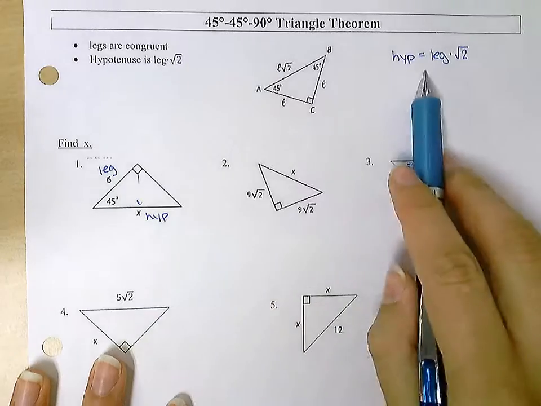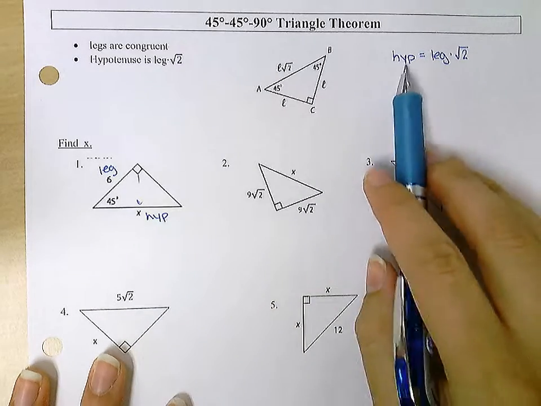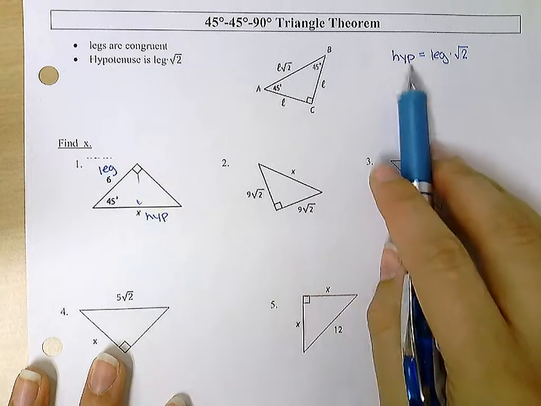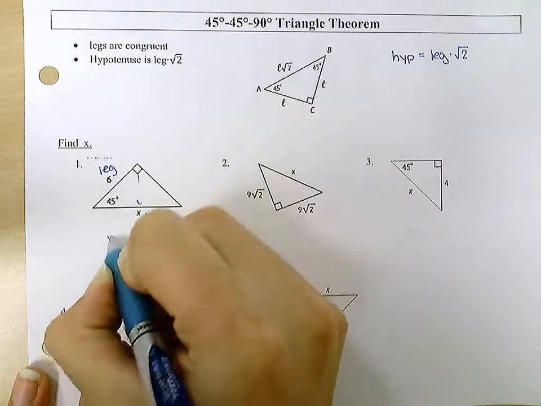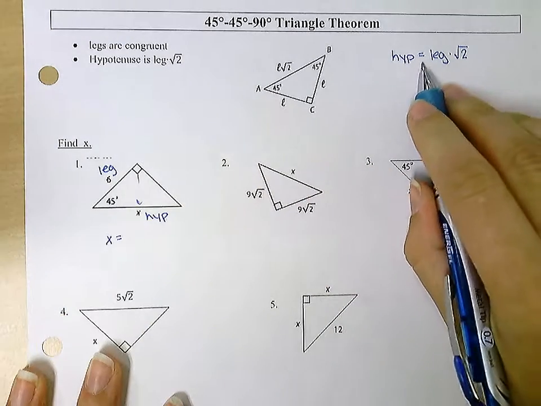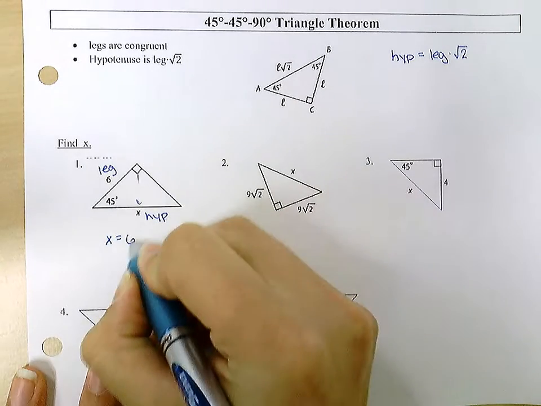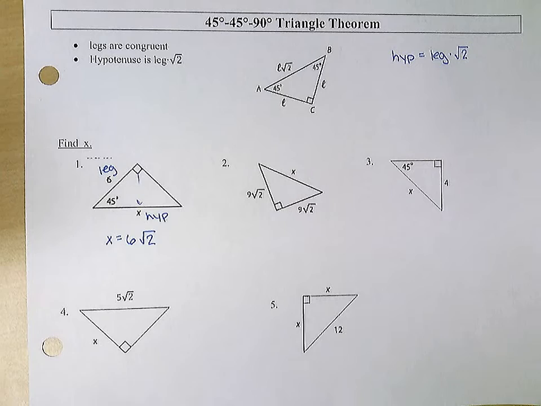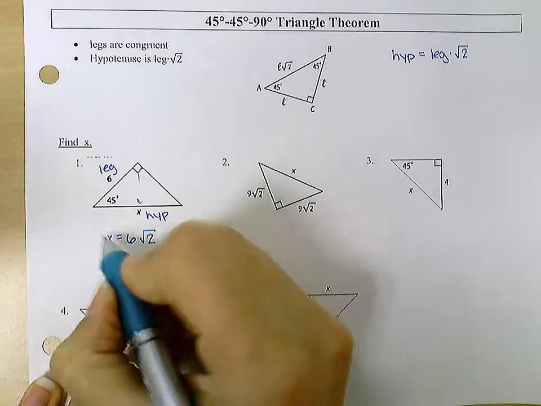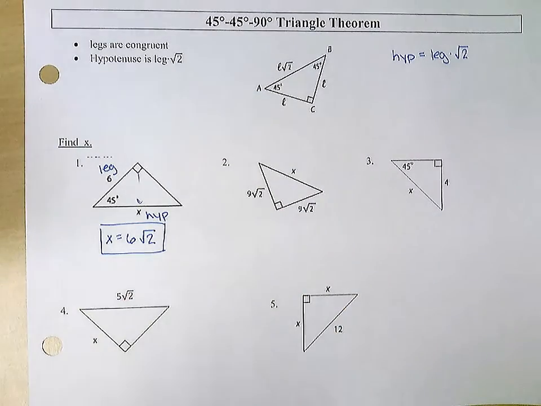I'm just going to plug in what I know into that rule. So I have my hypotenuse. I'll plug in x for hypotenuse. Then I have equals. Plug in your leg. My leg is 6. And I have the square root of 2. I already found what x equals. That's my answer. No Pythagorean theorem, nothing like that. Plug in what you know. Find your variable. Questions?